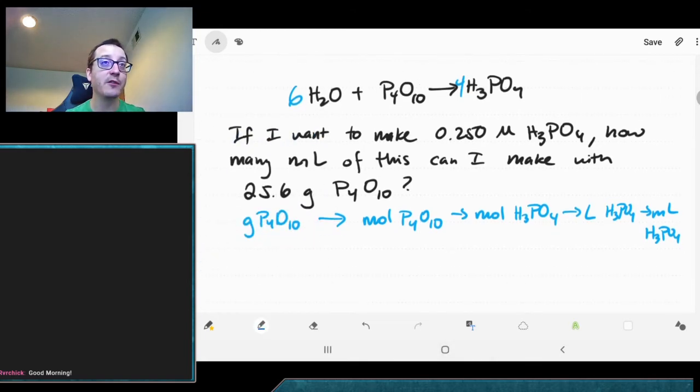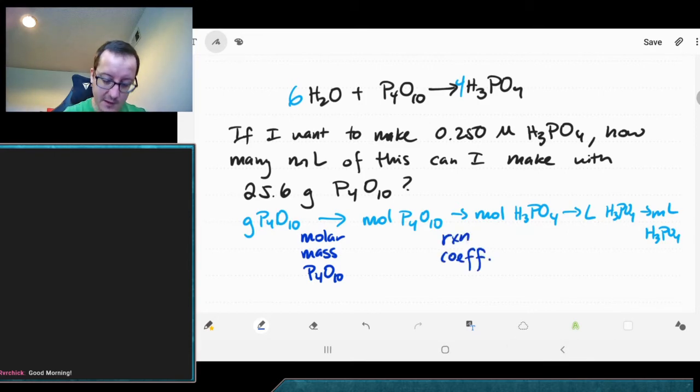And we can go from grams to moles directly, right? So if we want to look at what conversion factors we're going to need this time, we're going to need our molar mass, because we're going from grams to moles. Always, we have our reaction coefficients in the middle. Going from moles to liters, that's the molarity of our phosphoric acid. And then this last one is just a metric conversion at the end.